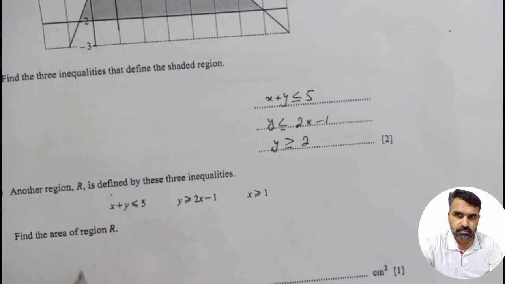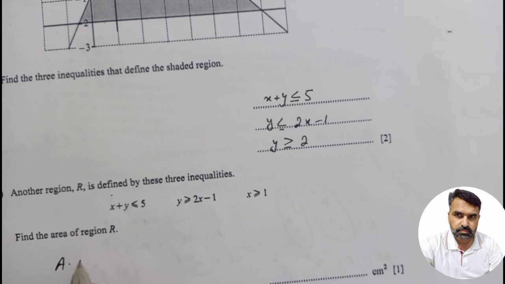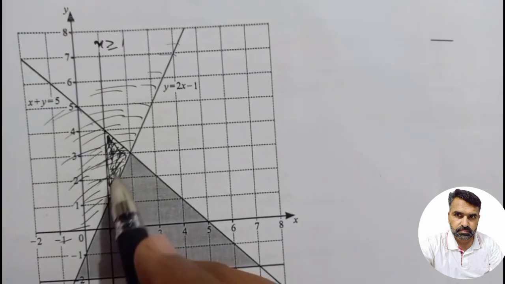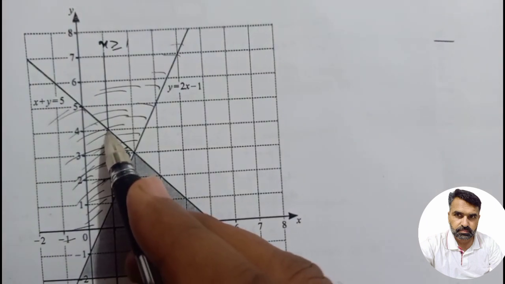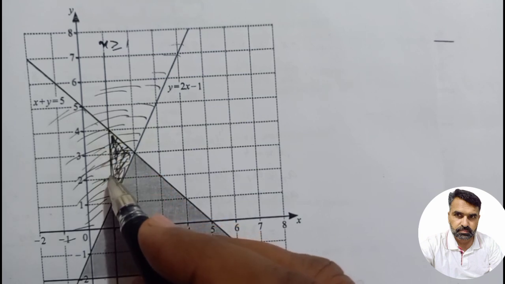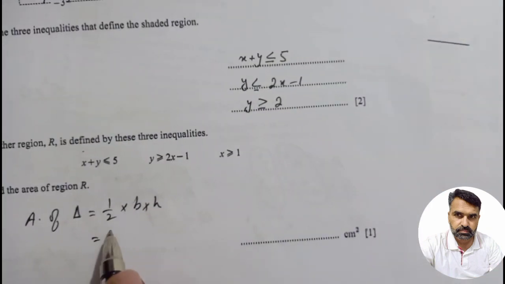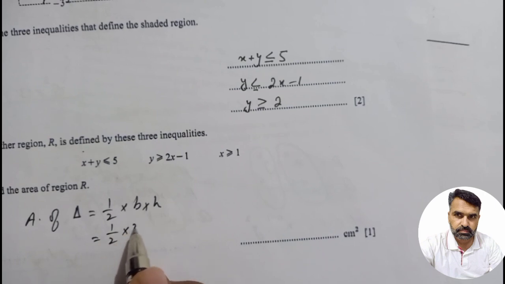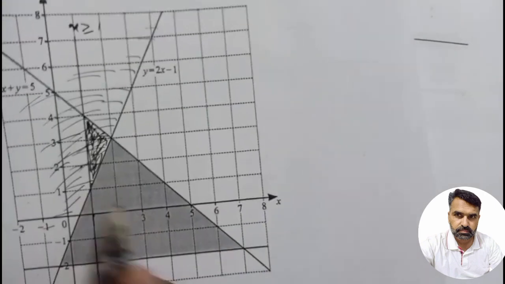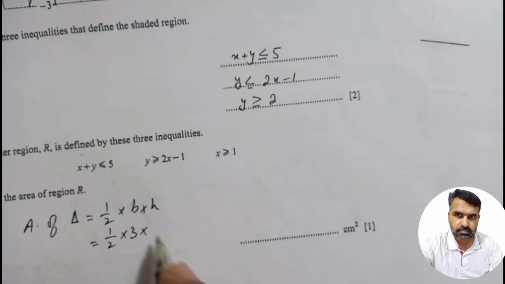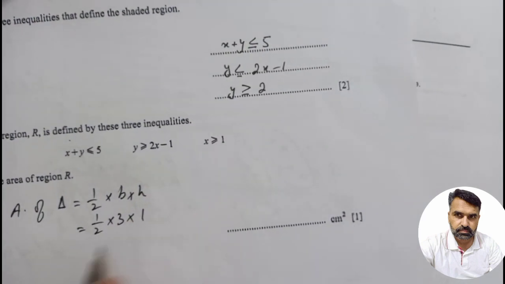And now we have to find the area of region R, and this diagram is a triangle, and area of triangle is equal to half of base multiplied by height. Now students, look at the base of this triangle. The base is 1, 2 and 3 units. So it will be equal to 1 over 2 multiplied by 3 multiplied by the height of this triangle, which is 1 unit. So the height is 1.